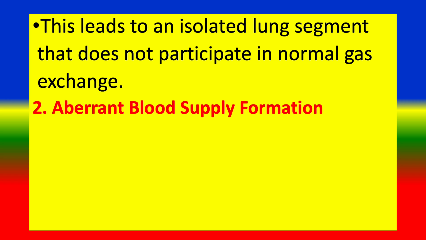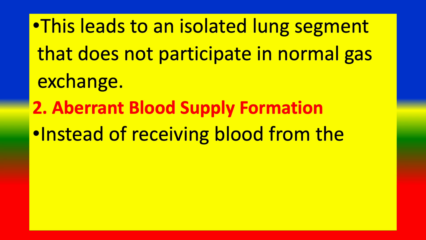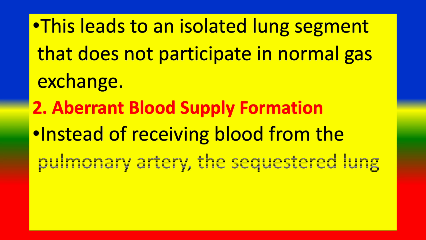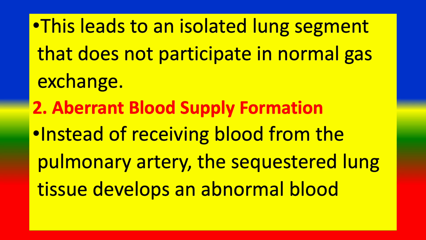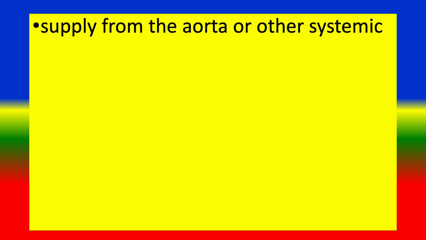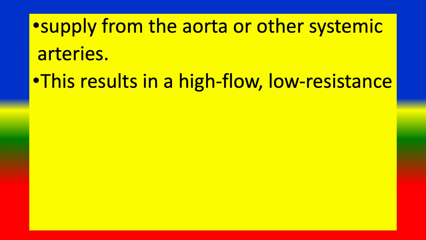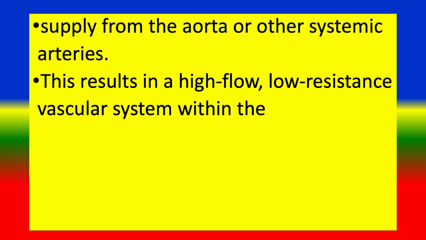2. Abnormal blood supply formation. Instead of receiving blood from the pulmonary artery, the sequestrated lung tissue develops an abnormal blood supply from the aorta or other systemic arteries. This results in a high flow, low resistance vascular system within the sequestration.